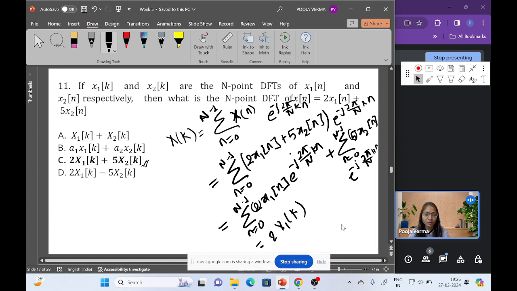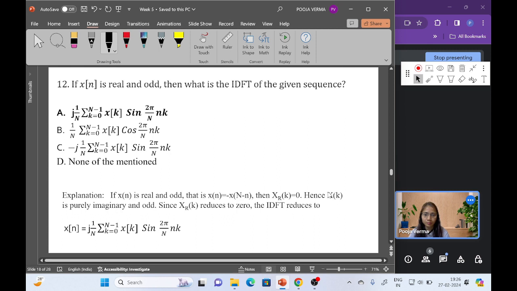Okay, so moving to the next question. The next question is: if x1 is real and odd, then what is the IDFT of the given sequence? So if x1 is real and odd, then what will be the IDFT, inverse DFT, of the given sequence?